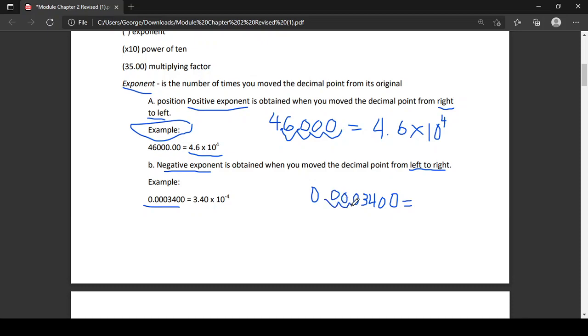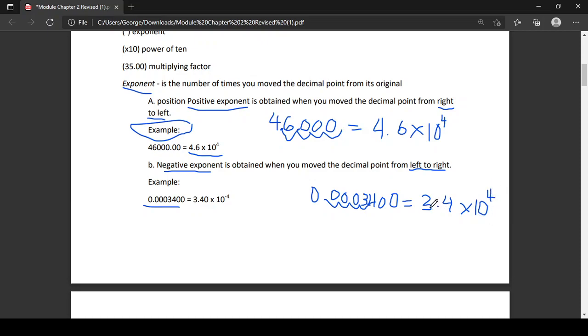1, 2, 3, 4. How many did we jump, kids? 4. Therefore, it is now 3.4. My decimal point was stuck at 3, right? Times 10. How many did we jump, kids? 4, right? Kids, we moved from your left to right.